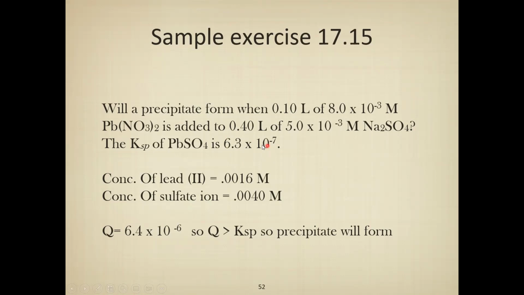And since that's greater than K, that means we've essentially got too much on our product side. We've got too much of these ions. We're going to see some precipitate form in that case.